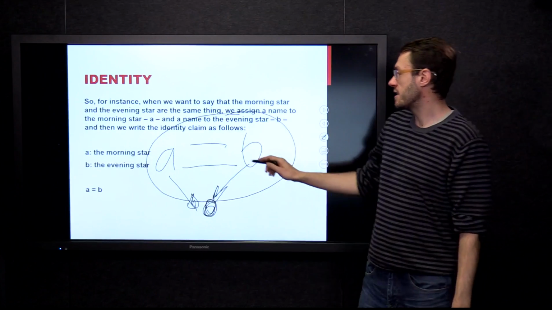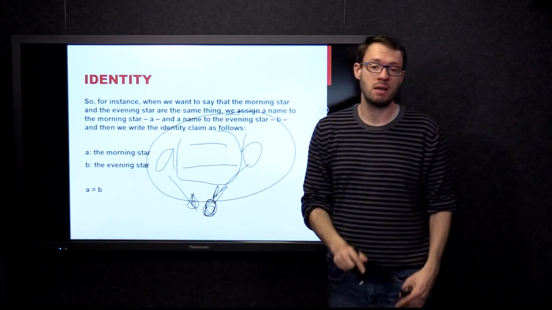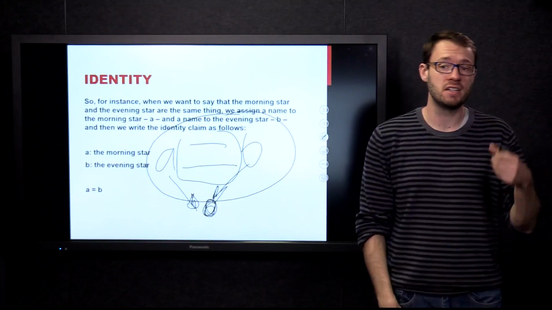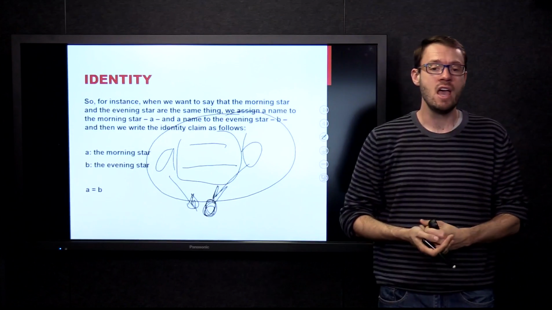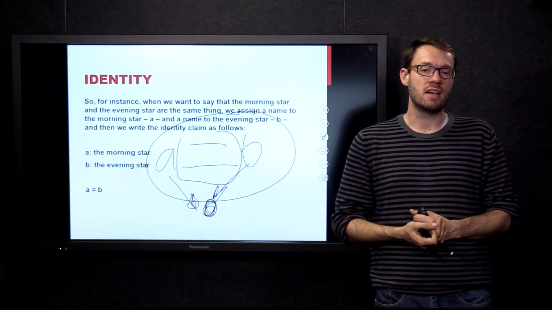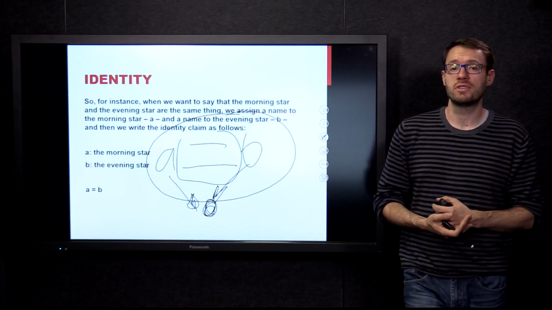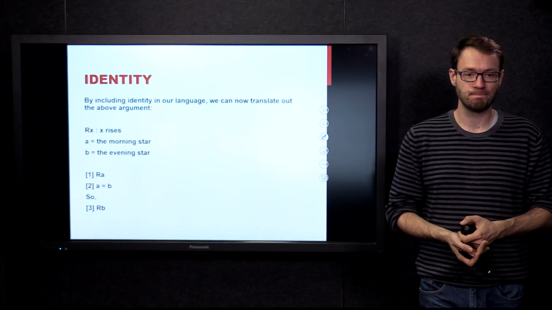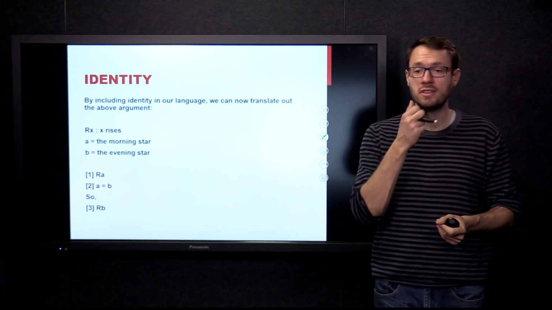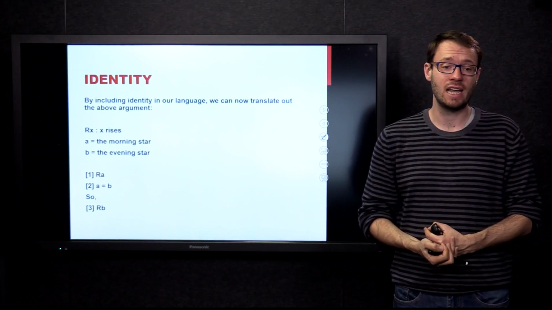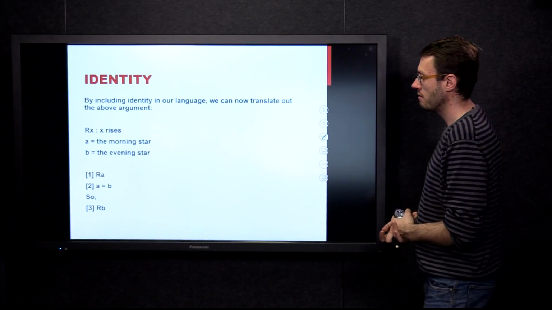So we're going to use this to be able to say things like that, to be able to identify things inside our language, to be able to say this is the same thing as that thing. And once we've got the identity sign inside the language, we're going to be able to say some very interesting things, syntactically speaking. Okay, so if we include this little syntactic item into our language, then we can say things like this.